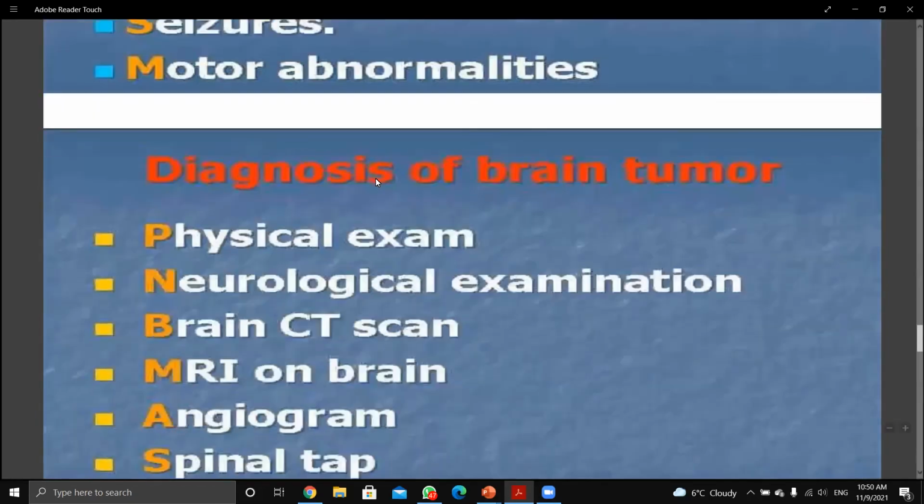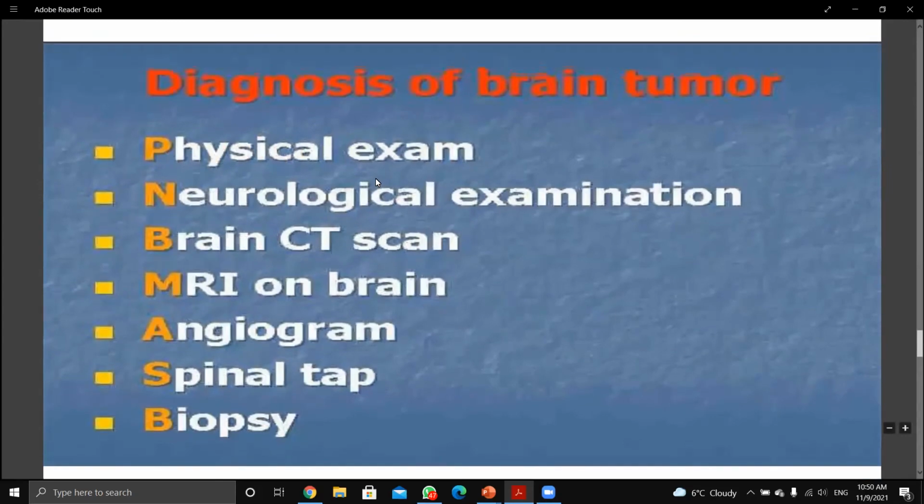What is the diagnosis of brain tumor? First, physical exam and also neurological examination, brain CT scan and MRI scan of the brain, and the angiogram, the spinal tap, and the biopsy.